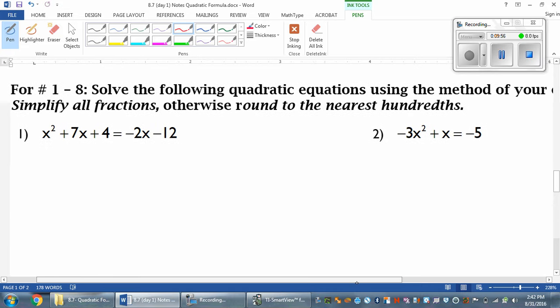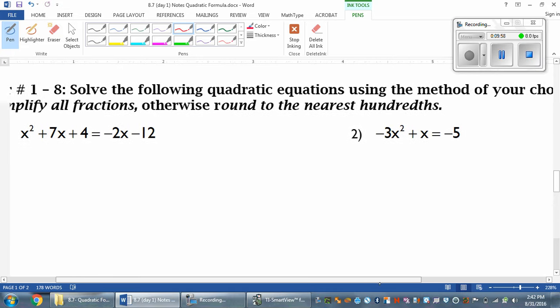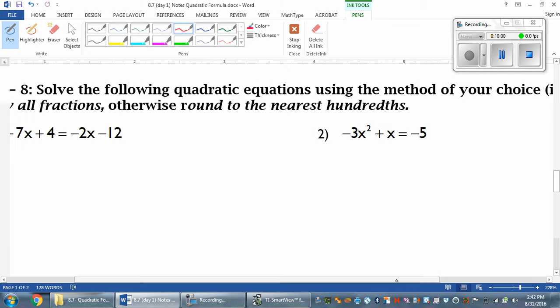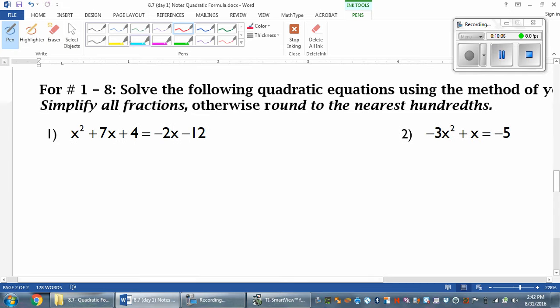Now the direction says solve the following quadratic equation using the method of your choice. So if you want to choose quadratic formula for every question, go right ahead. You don't need to, but you totally can. What you do need to understand is, if my answer is a fraction, I want the fractional answer. If the decimal doesn't turn into a fraction, you're rounding to the nearest hundredth.